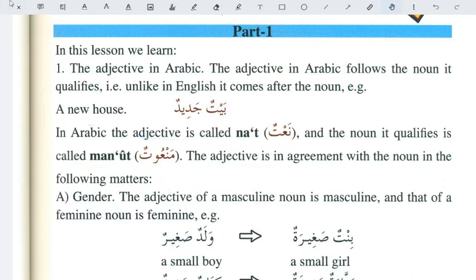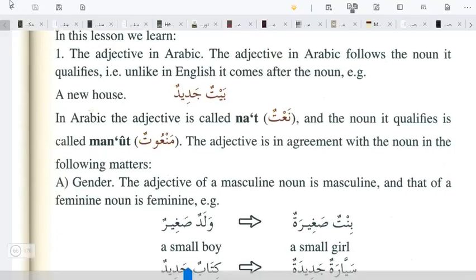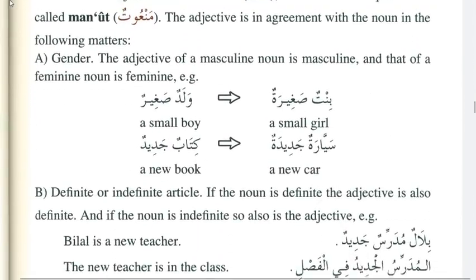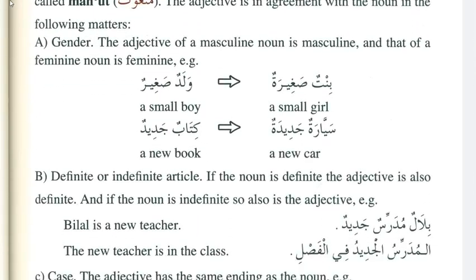Now you need to remember some rules as well regarding Naat and Manoot. The first thing is gender. Gender of Naat and Manoot must be the same. You see, Manoot is masculine, Naat is also masculine. Here Manoot is feminine, Naat is also feminine. So this is the first thing that you need to remember: gender must be the same for both Naat and Manoot.